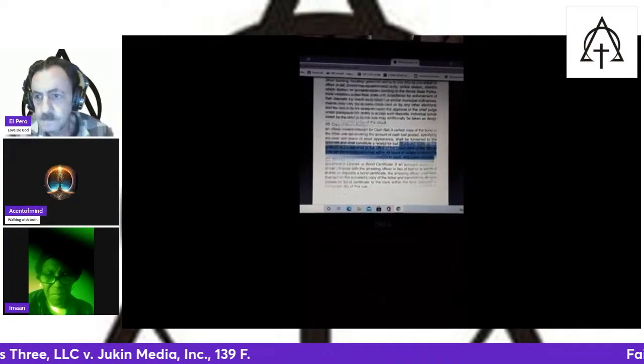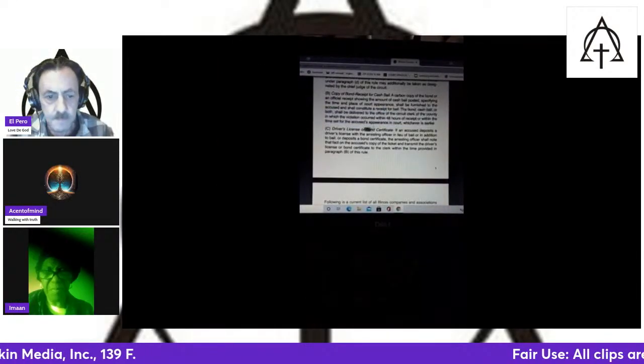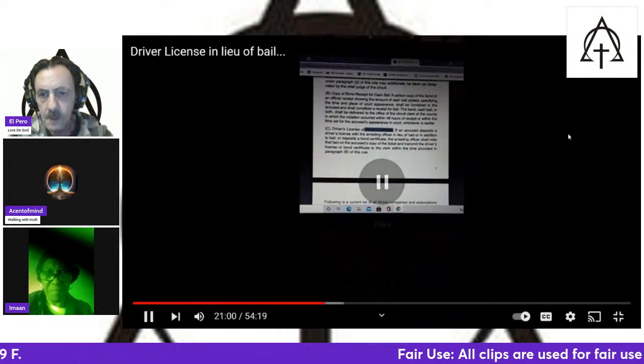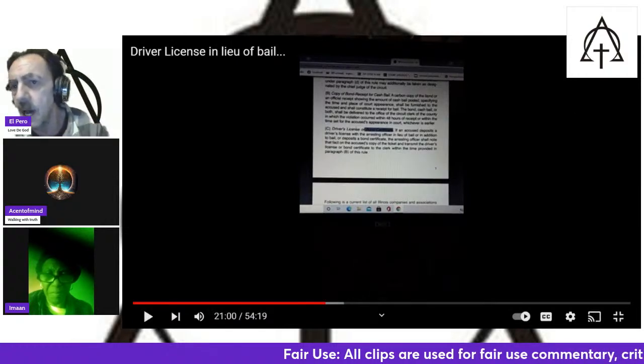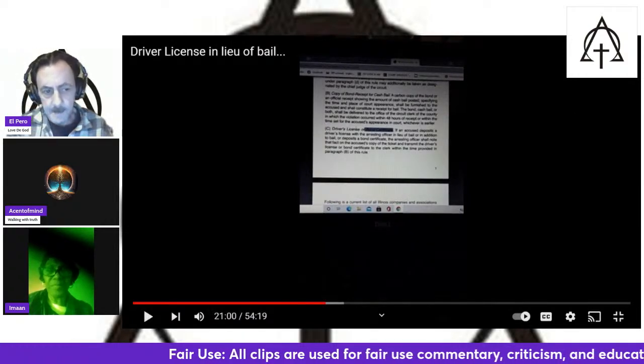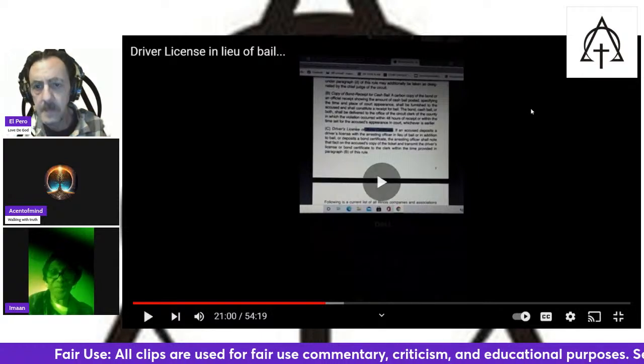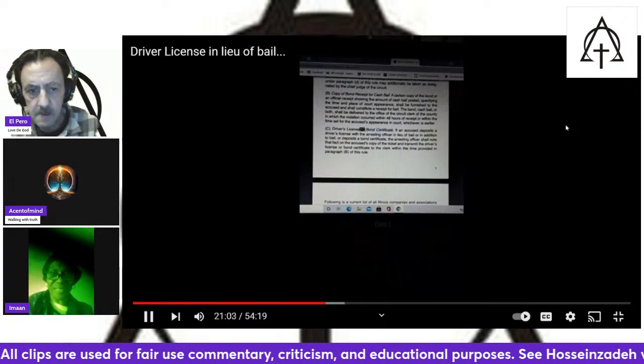Then it goes on to say C, driver's license or bond certificate. That little word right there says or.